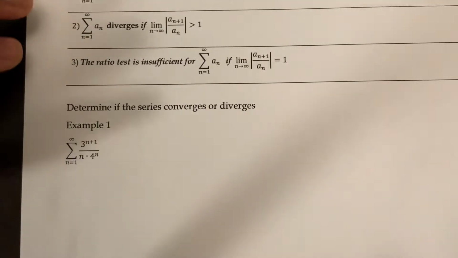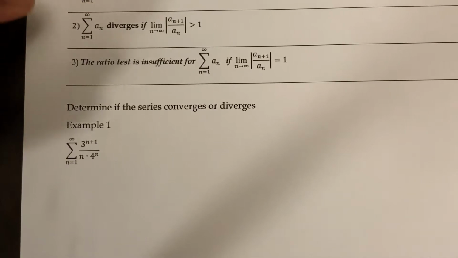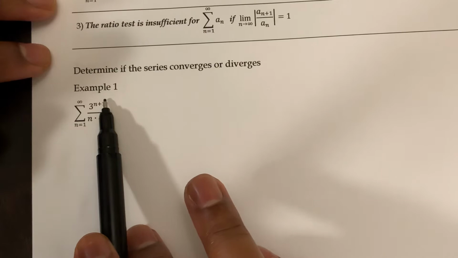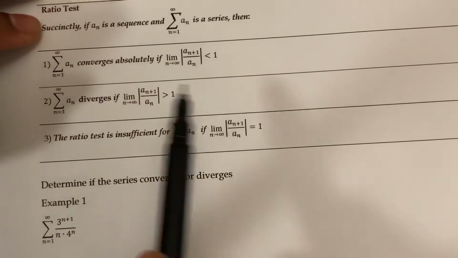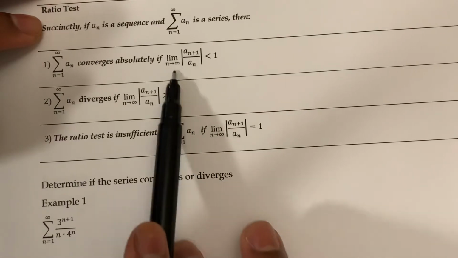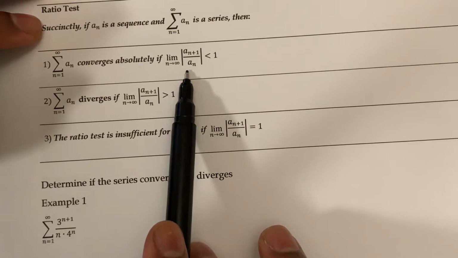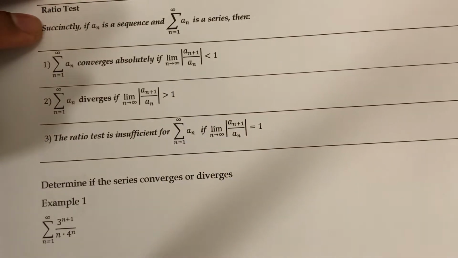So a lot of this just uses a lot of algebra. So when we're doing example 1, we're determining if the series 3 to the n plus 1 over n times 4 to the n converges. Now again, we're just basing this on the limit. We're looking at the limit in absolute value of a_(n+1) over a_n. If we have negatives, the absolute value means that you can just disregard the -1 to whatever power. We'll see that, I think, in example 3.